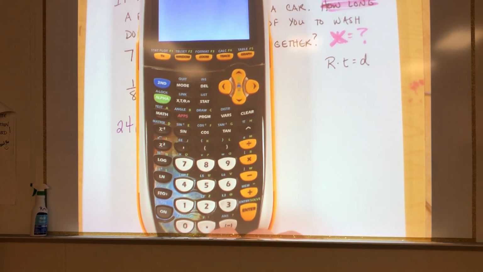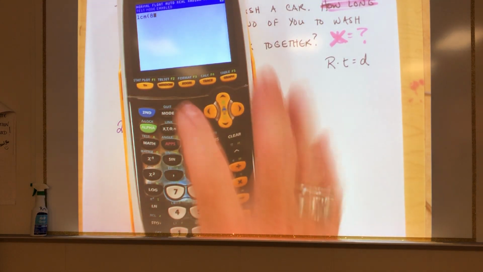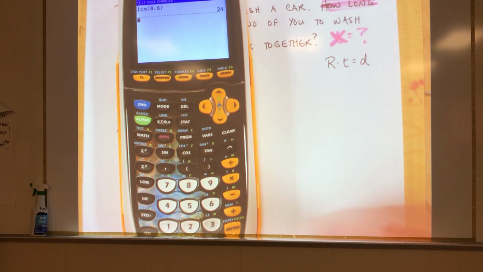8, and 6, isn't that what it was? Then you have to put a comma between them. See, there's the 7, and right above the 7 is a comma. So, 8, comma, 6. You can close the parentheses if you want to be proper, but you don't have to. There's my 24. Pretty cool.